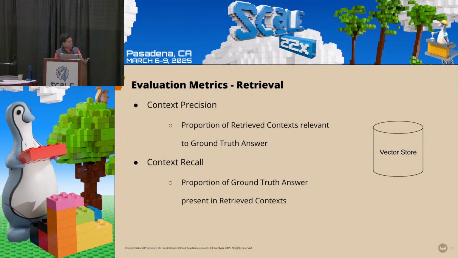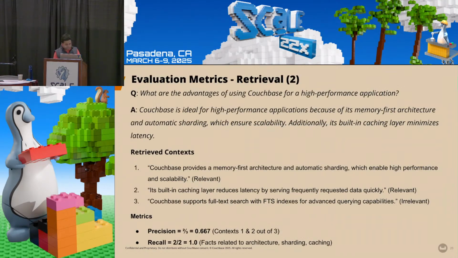Whereas context recall comes to it from the point of the ground truth answer. So you come up with like some facts in the ground truth answer, and then you check if those facts are present in one of the retrieved contexts. Whereas with precision, you basically look from the context and the answer, whereas this one goes the other way around. So I'll just give an example.